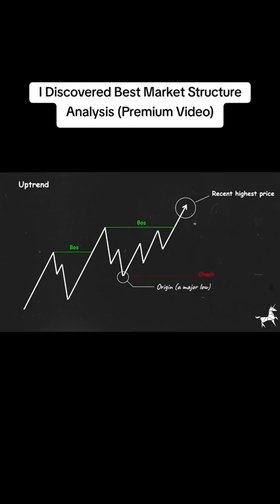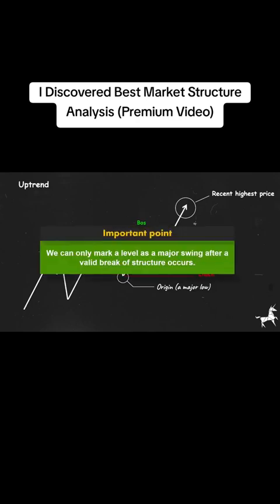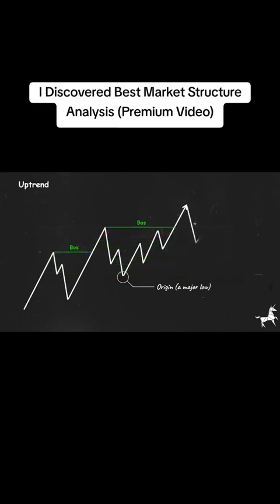A change of character occurs if the price breaks this specific level to the downside. The other swing lows are considered minor, and breaking below them does not indicate a true reversal. Now here's an important point. We can only mark a level as a major swing after a valid break of structure occurs. For instance, this low cannot be identified as a major swing low until a valid break of structure takes place.